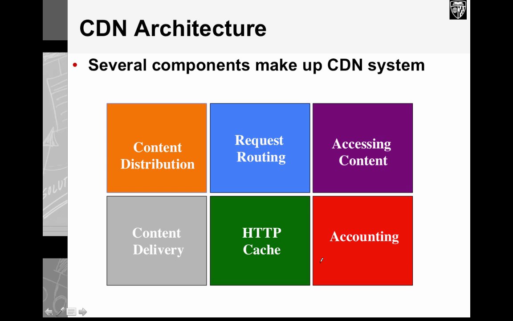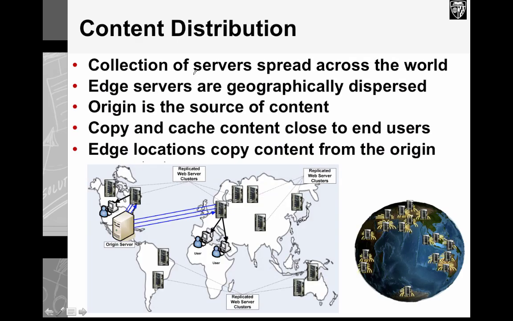Let's look at the CDN architecture. In CDN, there are several components that make up the CDN architecture. There is the content distribution, there is the request routing, there is accessing the content, there is the content delivery, there is HTTP cache, and there is accounting. So let's look at these things in detail. Content distribution. The idea here is that you want to take your content and distribute it to a collection of servers that are spread across the globe.